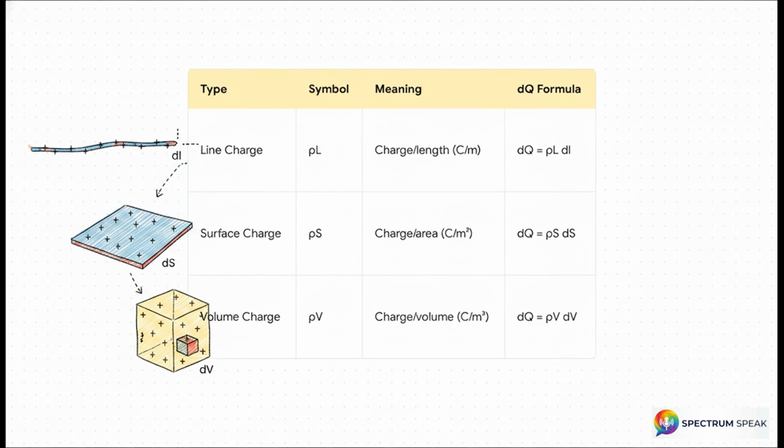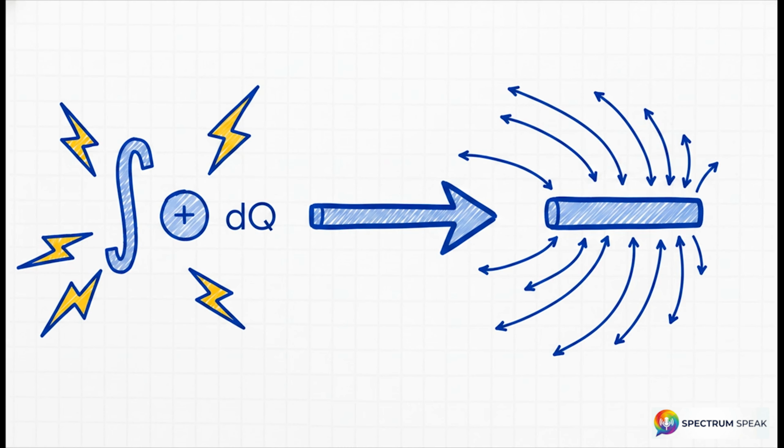And you can probably guess the last one. For a 3D object, it's volume charge density, ρv. That's charge per cubic meter, which makes dq equal to ρv times a tiny speck of volume, dv. And all of that leads us right here to our master formula. I mean, look at it. It looks almost exactly like the equation for a single point charge, but you'll notice 2 huge changes.